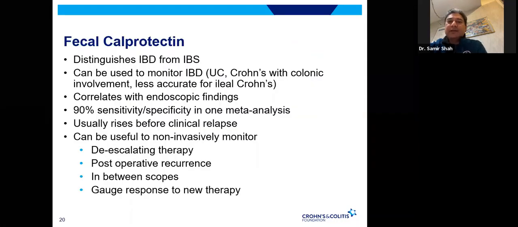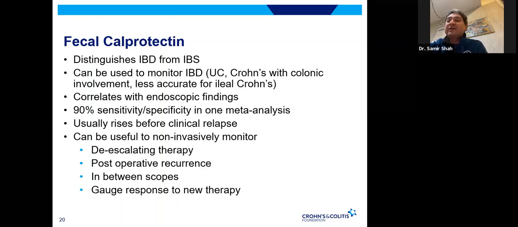So fecal calprotectin distinguishes IBD from irritable bowel syndrome and can be used to monitor. It correlates very nicely with endoscopic findings. It's not perfect, but it's about 90% sensitive and specific in one large meta-analysis. And it usually rises before clinical relapse.